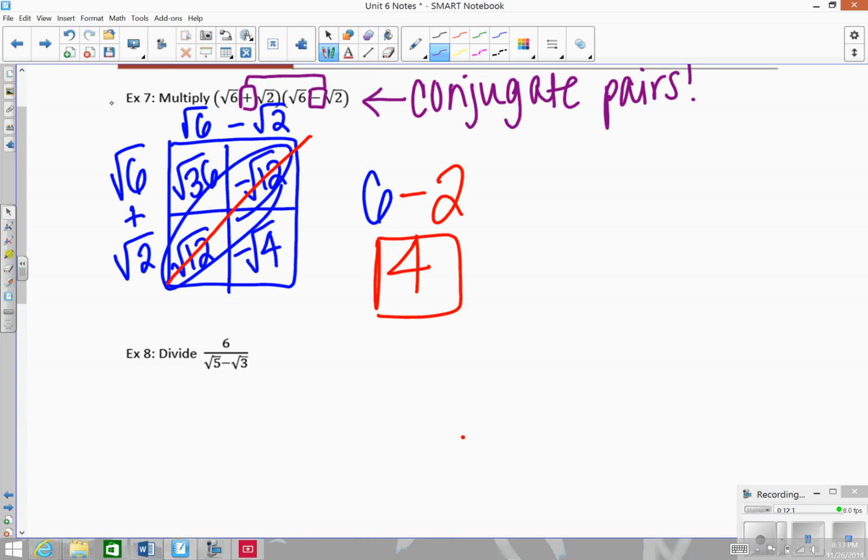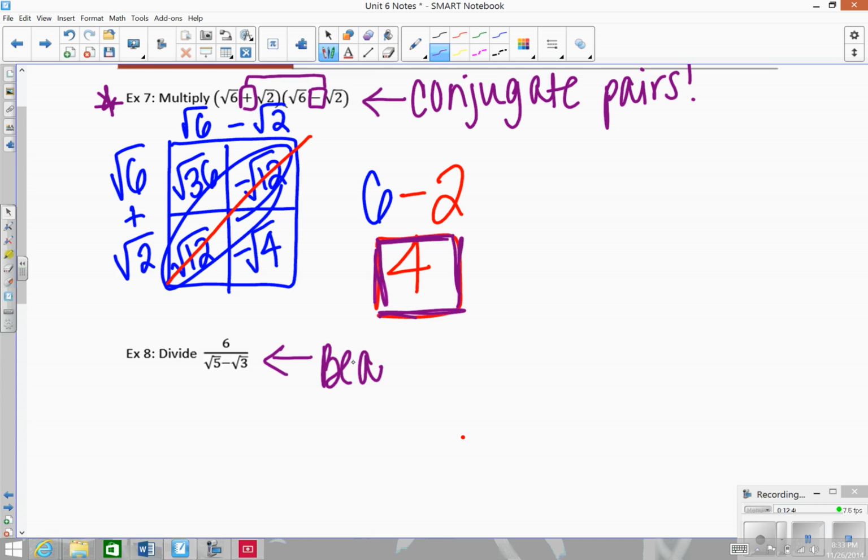Because if you look at example 7, see how when I multiplied two conjugate pairs, the radicals were completely gone, and I was left with the whole number. So that means whenever you have a radical expression in the denominator, you need to multiply by the conjugate pairs. So let's just write that down.